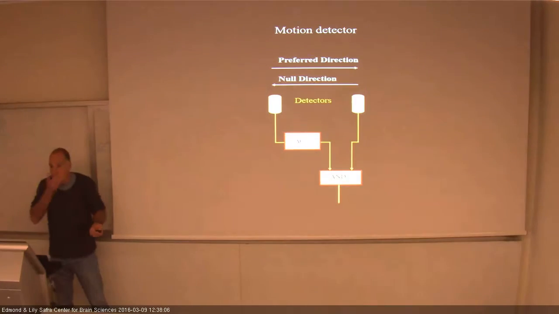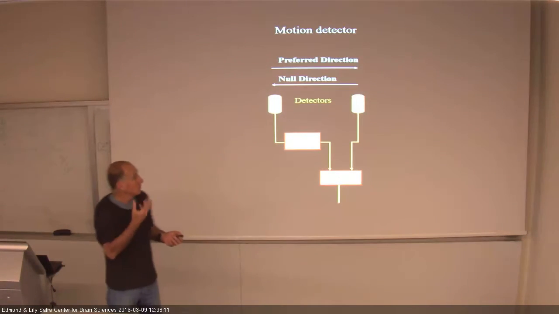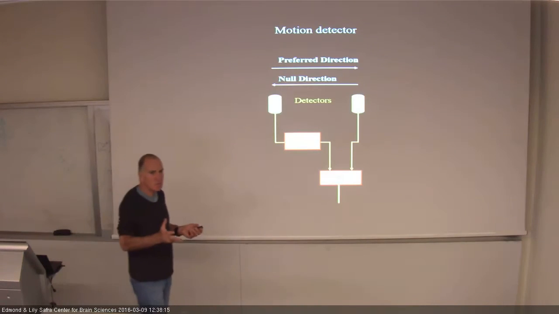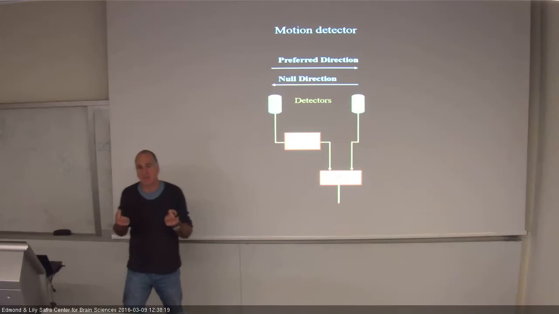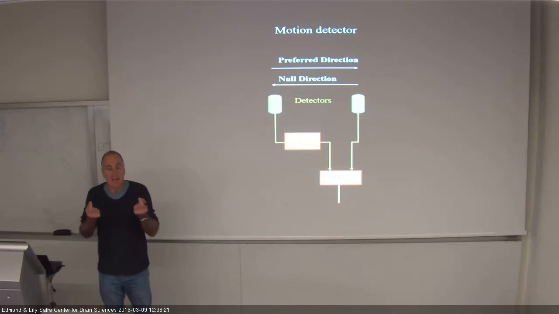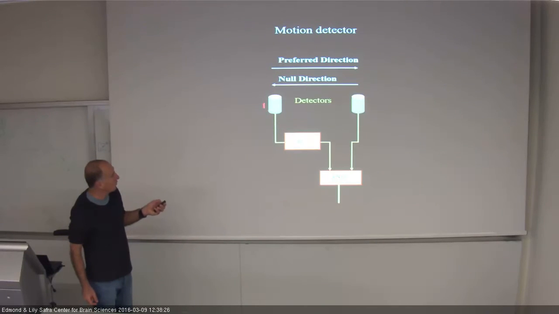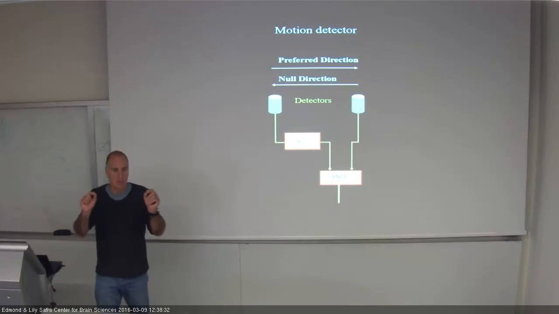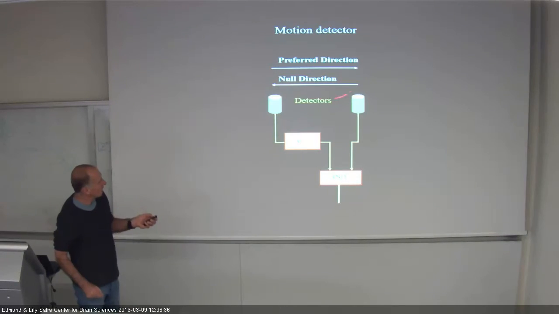And how do you build such a receptor which is sensitive to motion? Not going to dwell on that too much, but basically, if you think about ganglion cells or photoreceptors, you need a cell which is responsive to one position in space and a cell in another position in space, right? And they should not be at the same position, but with some difference between them.